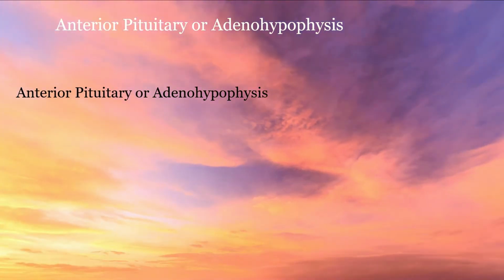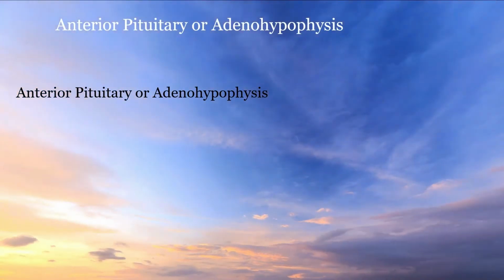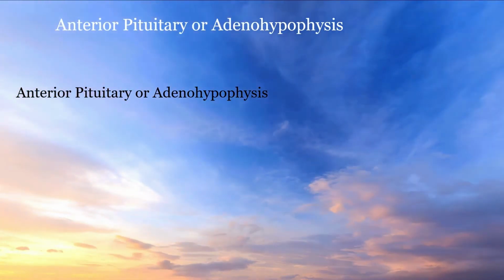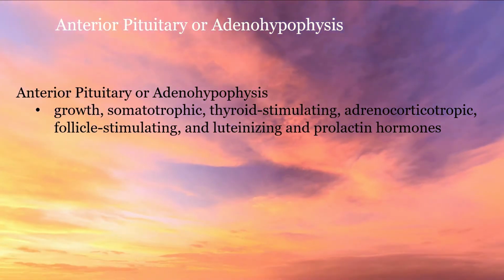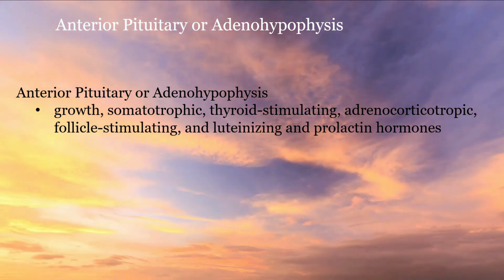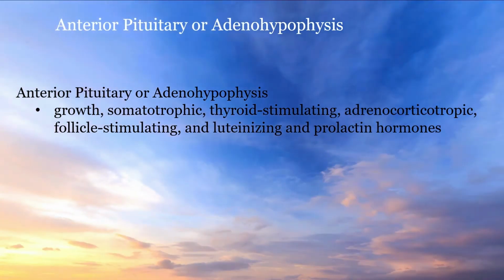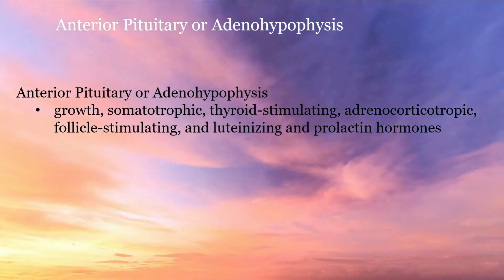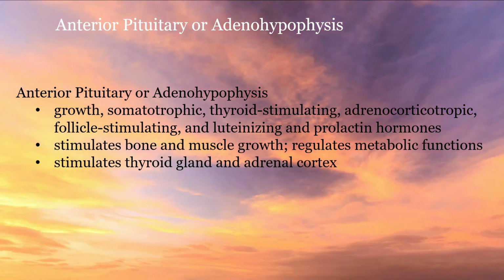Let's start with the anterior pituitary or adenohypophysis. The anterior pituitary communicates with the hypothalamus through blood vessels, sending regulating hormones from the hypothalamus, and this is why it's called the adenohypophysis. The hormones produced and released by the anterior pituitary help with stimulating growth, metabolism, reproduction, stress response, lactation, and other functions.